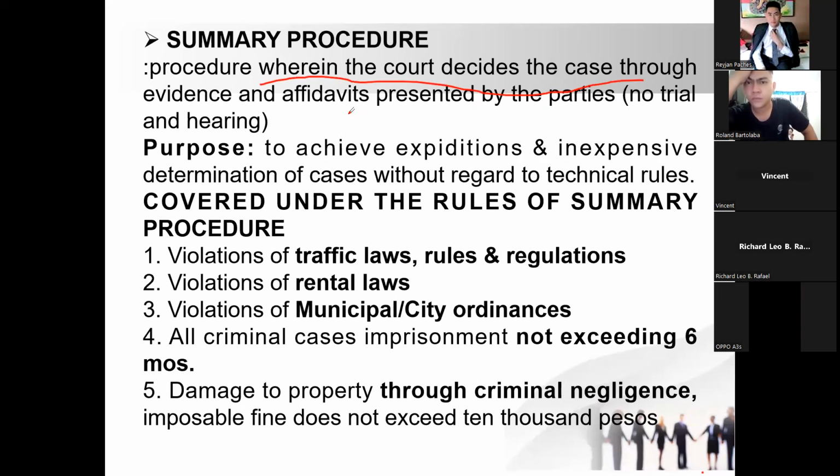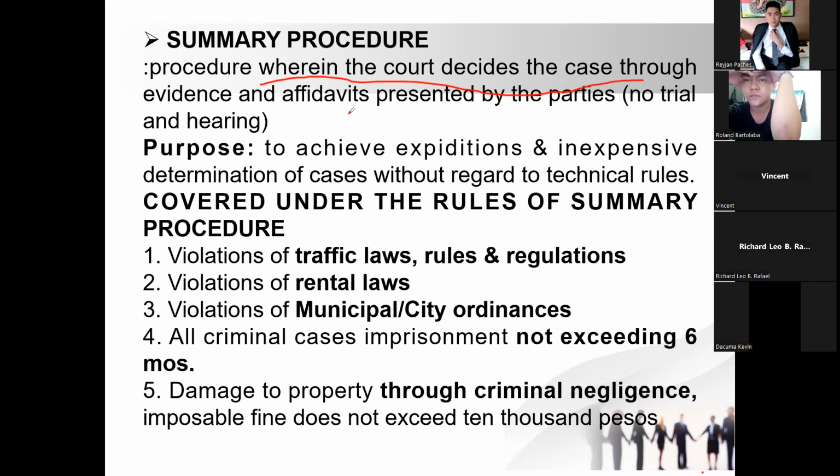Ang purpose class ng summary procedure is to expedite or to achieve expedition of an inexpensive, ibig sabihin mabilis at mas cheaper na determination of cases without regard to the technical rules. Of course, mabilis sa class but of course pinalo rin yung rules and regulations or yung rules of court. Again, ang purpose ng summary procedure class is to expedite, ibig sabihin bilisan or bawasan yung gastos in any criminal proceeding or yung mga court cases proceedings natin. Kasi ang mahal naman talaga. So that's why yan yung purpose ng summary procedure.